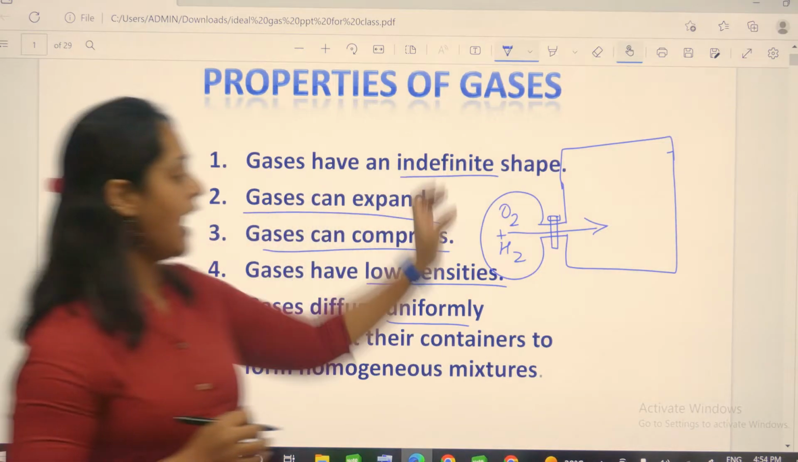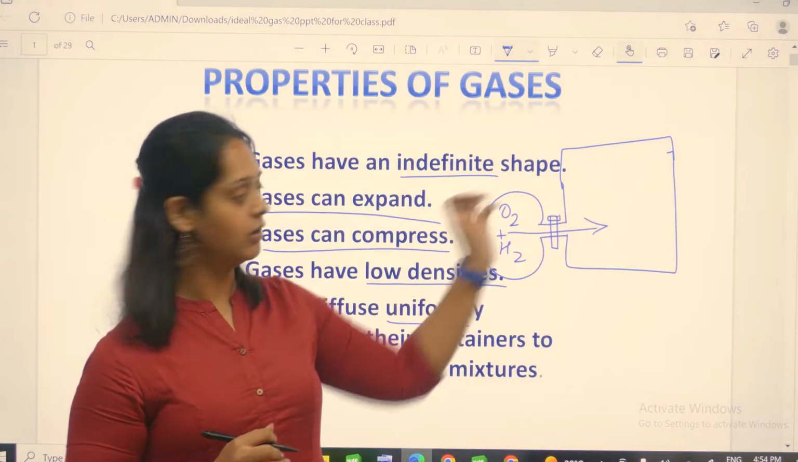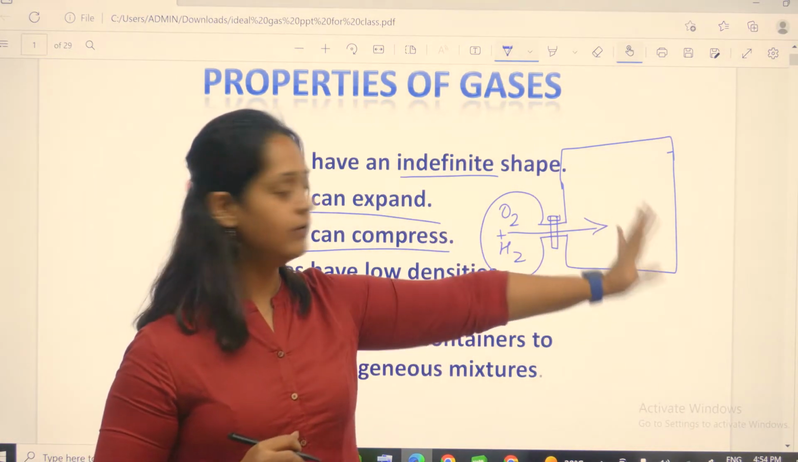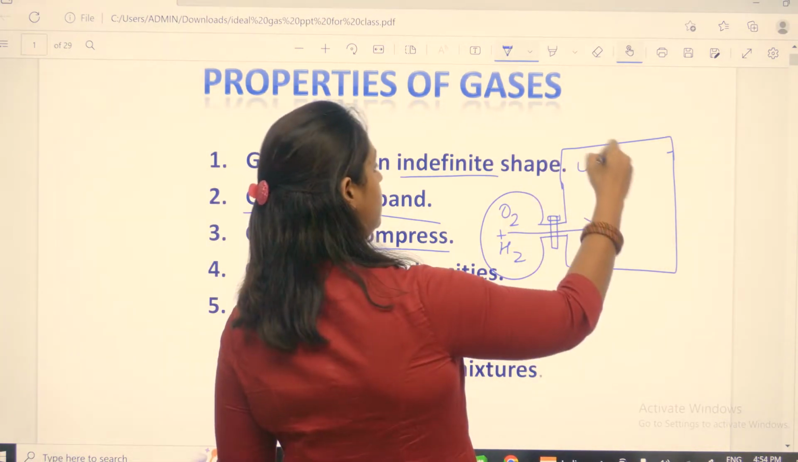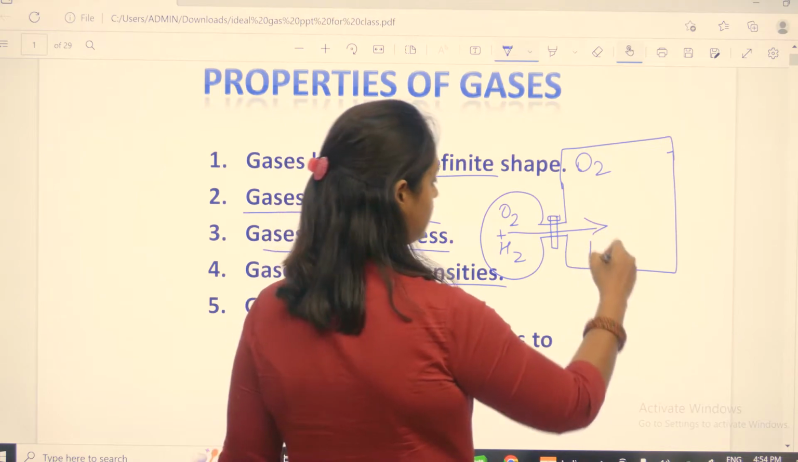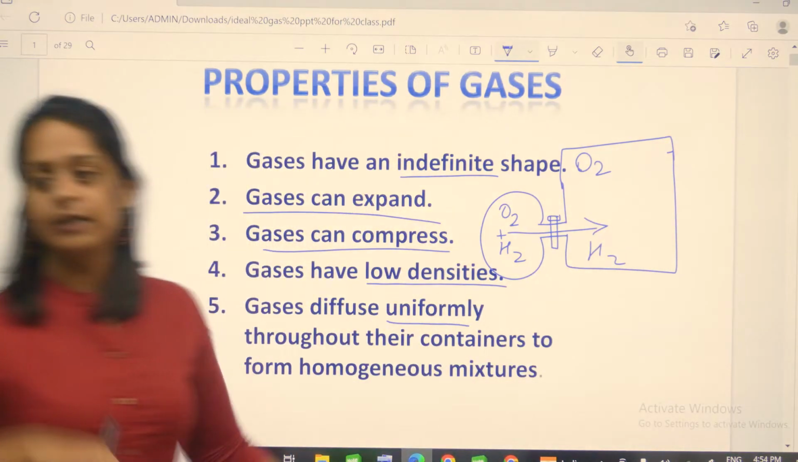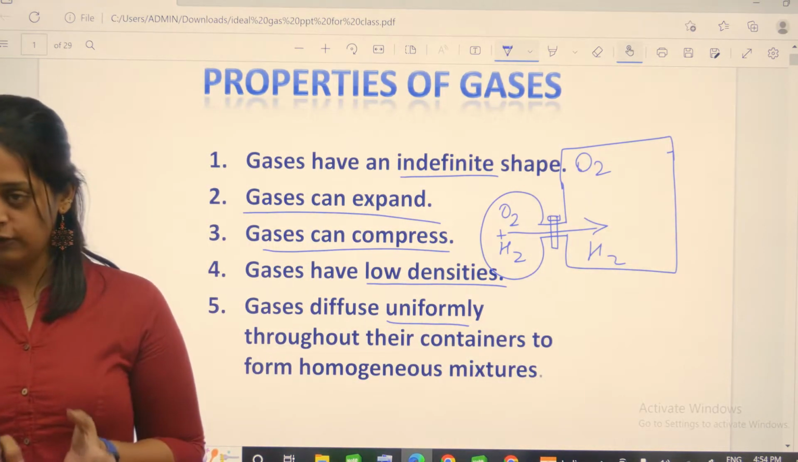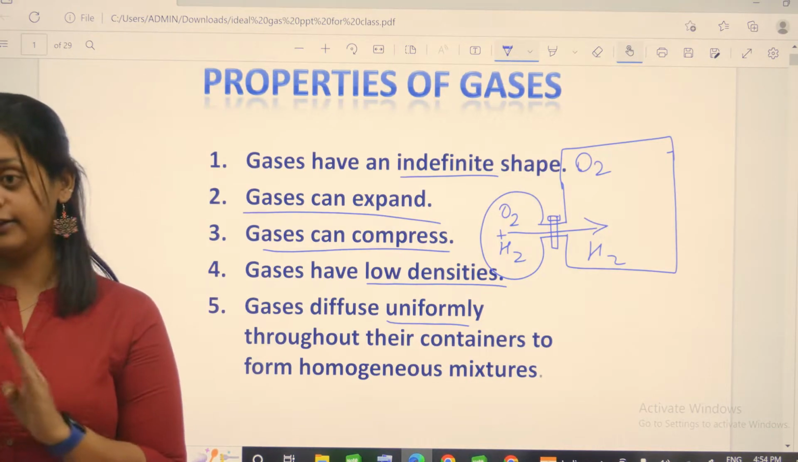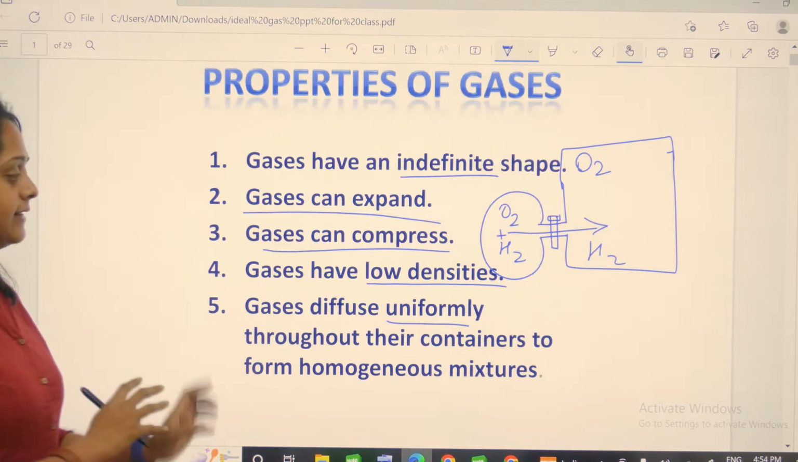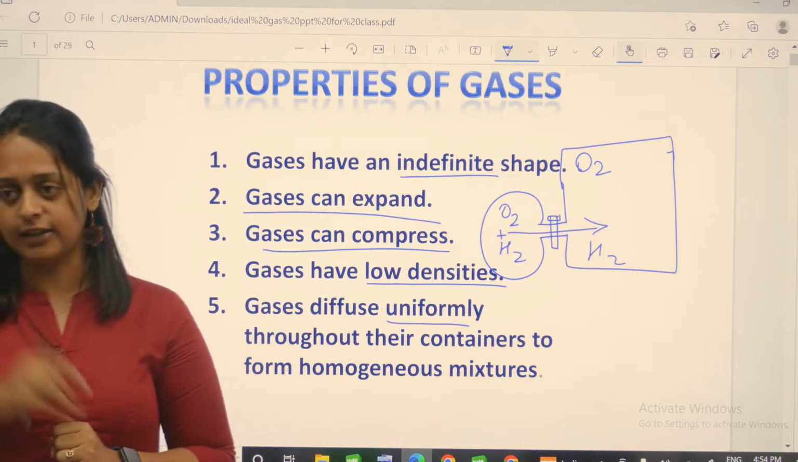What would happen as soon as I remove this stopcock? This air will go and fill in. Will it have a preference that the oxygen will occupy above and the hydrogen will occupy below? No. They are distributed uniformly and homogeneously, irrespective. Right? It is true for every gas. And that is the property of gases which I have studied so far.